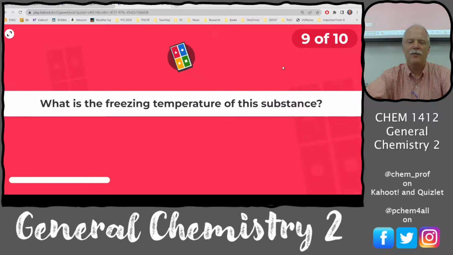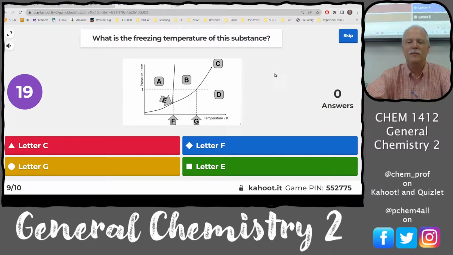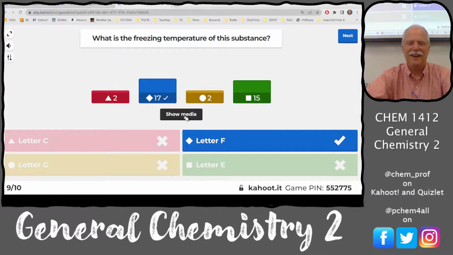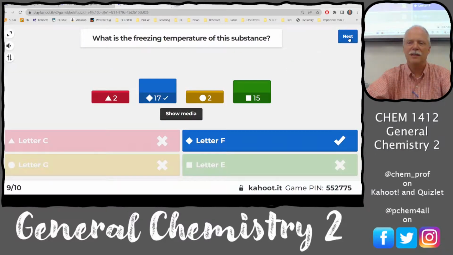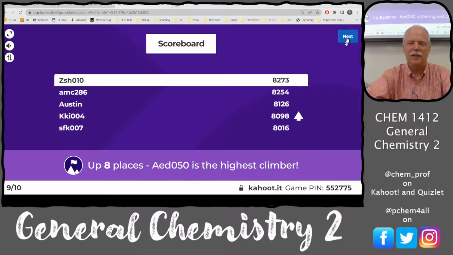Okay, number 9, what is the freezing temperature of this substance? This red one is C and the orange one is G. It's kind of hard to see. And then F and E. Oh, wait, I'm sorry. Okay, so it's letter F. Let's find that. It's down here. It's letter F. Again, a boiling temperature or melting temperature is going to be where it crosses that x-axis. Okay, and number 10 coming up.